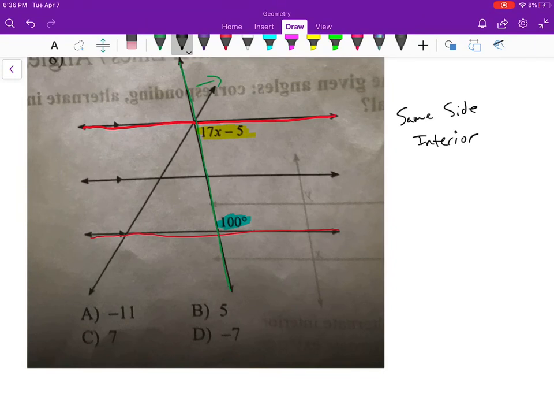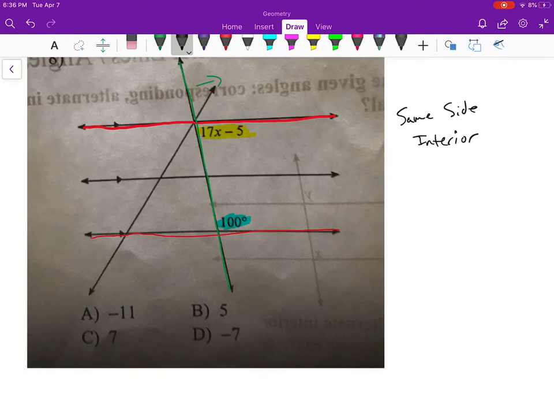When you got parallel lines and a transversal, your angles are either going to be equal to each other, congruent, or they're going to add up to 180. They're going to be supplementary, okay? They're either going to be congruent or supplementary. So far, the different angles we've seen have all been congruent.